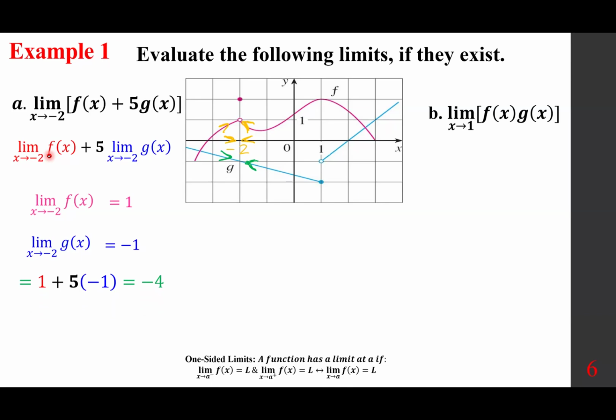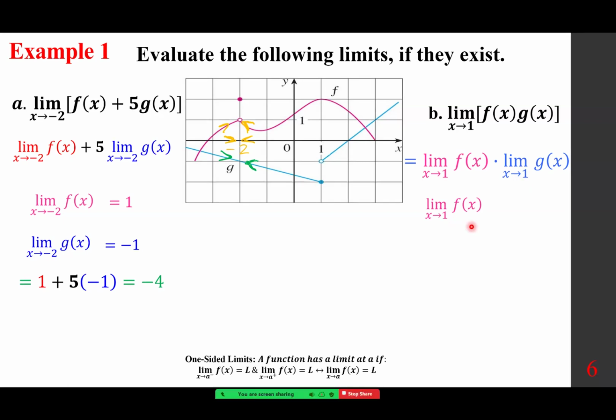The limit of f of x times g of x as x approaches 1, we are going to do the same as this one, and we're going to use the limit laws, separate them into 2 pieces, and look at each one individually. What is the limit of f of x as x approaches 1? Anyone? What would this be equal to?